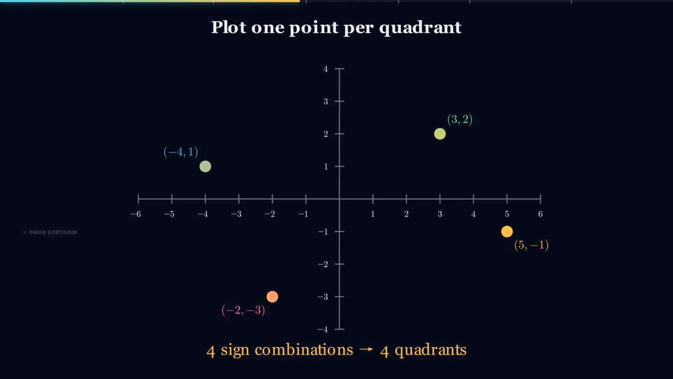The quadrant identification is a useful sanity check on every plot because the quadrant must match the sign combination of the coordinates, and a mismatch flags an error in either the reading or the plotting step.